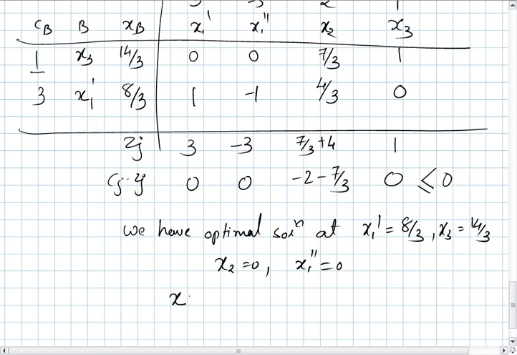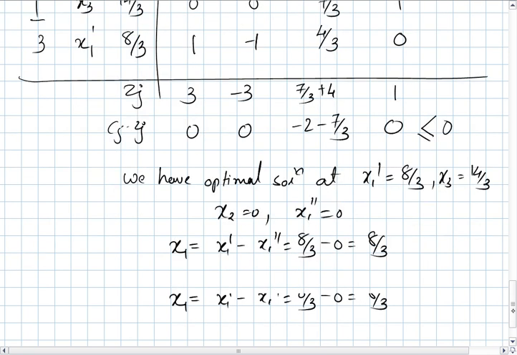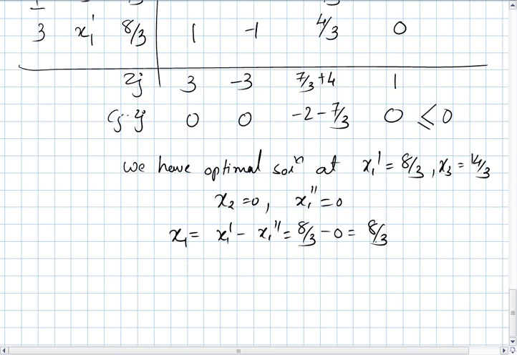So what is your x1? x1 is x1 dash minus x1 double dash. So x1 dash is 8 by 3 and x1 double dash is 0. So your x1's value is 8 by 3. So your optimal solution is reached at x1 is equal to 8 by 3, x2 is 0 and x3 is 14 by 3.